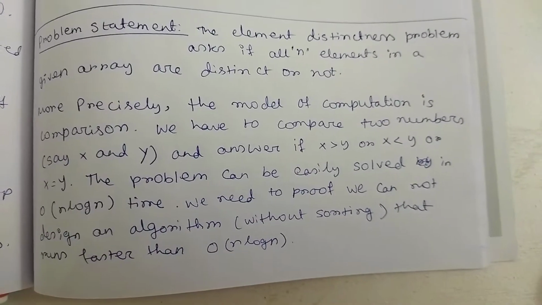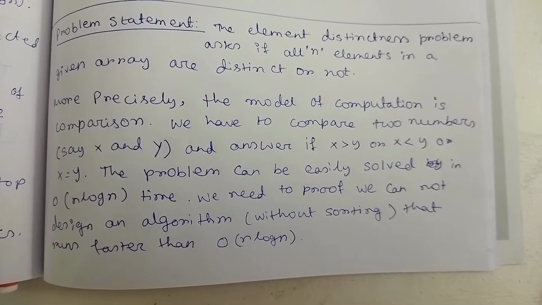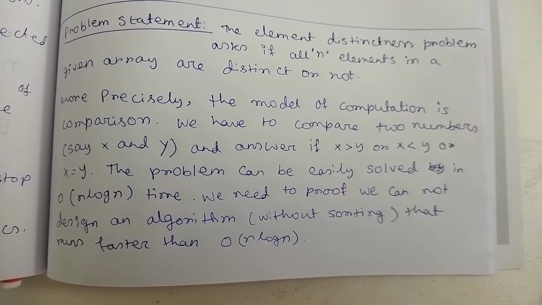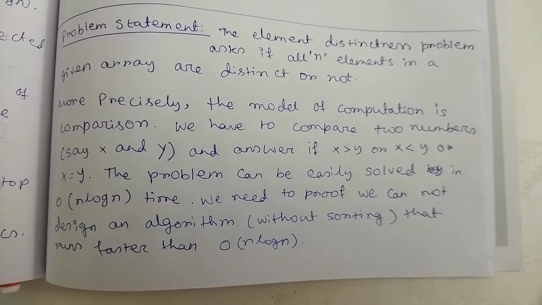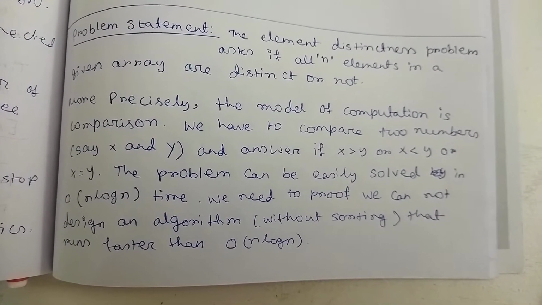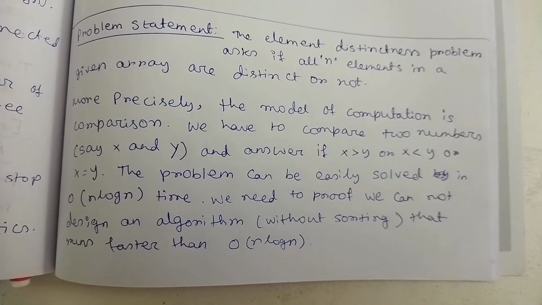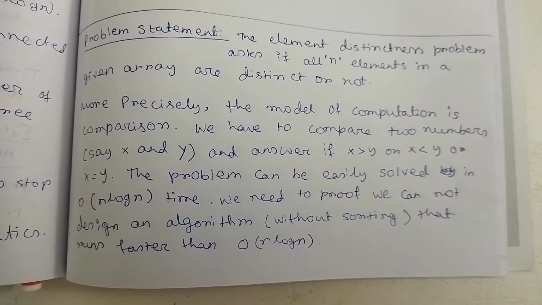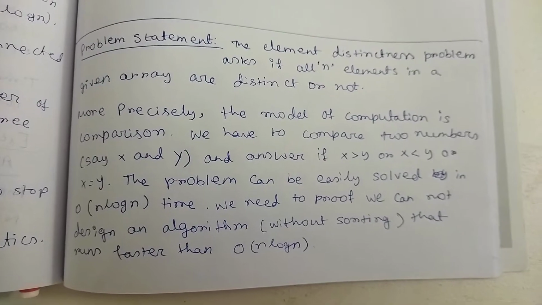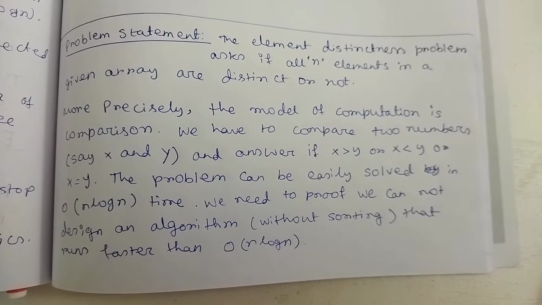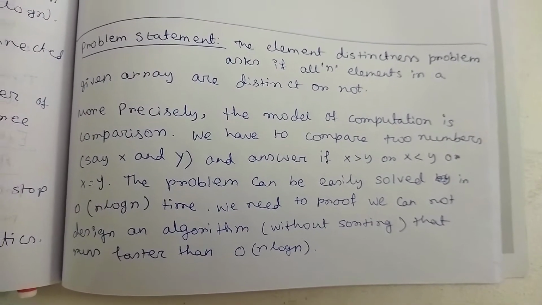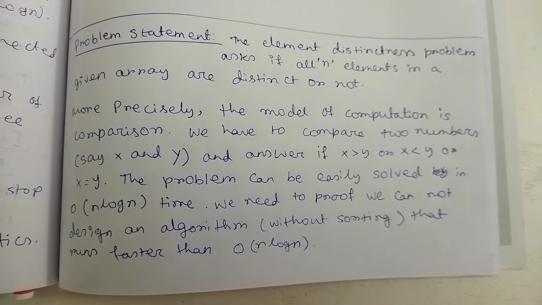In this problem statement, the element distinctness problem asks if all n elements in a given array are distinct. So we have to decide whether all the elements are distinct or not, if any kind of duplicate exists in this array, even one pair. If all the elements are distinct, then we will get the output yes. Otherwise, we will get the output no.